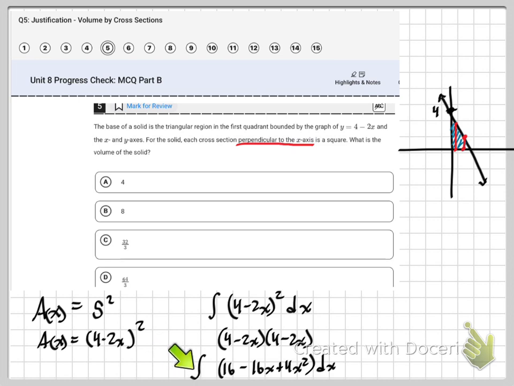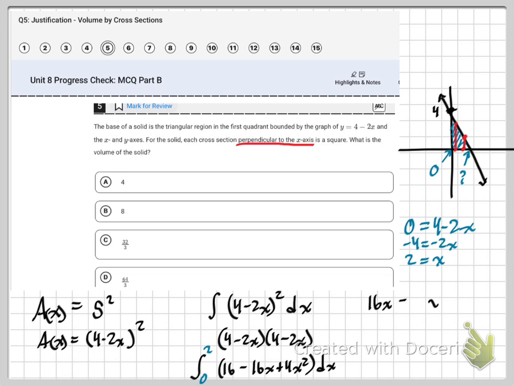So we need the smallest x and the biggest x that we get from our region. The smallest x is right here. It's 0. The second one, we don't know. Now, there's 2 ways to figure this out. You can just do the slope and figure it out that way, or you can set the equation equal to 0. And when you do that and solve it, you get x equals 2. And so that's our upper bound.